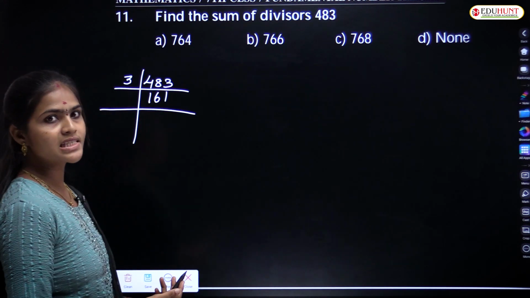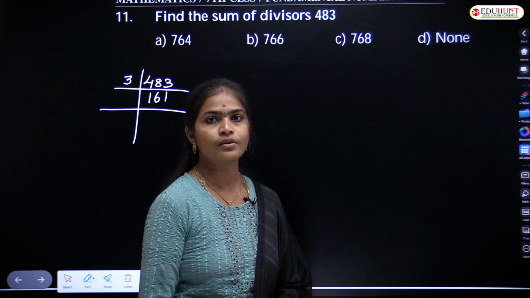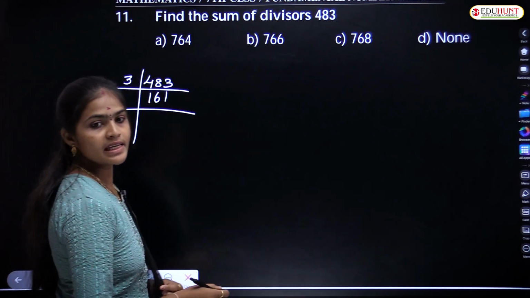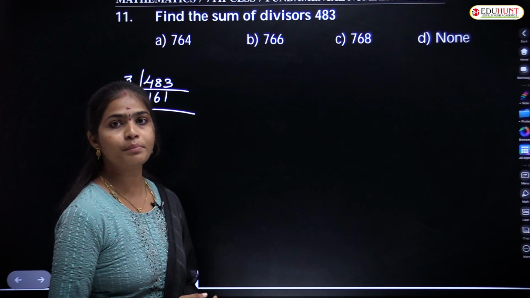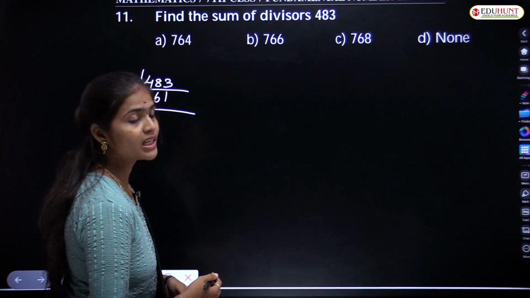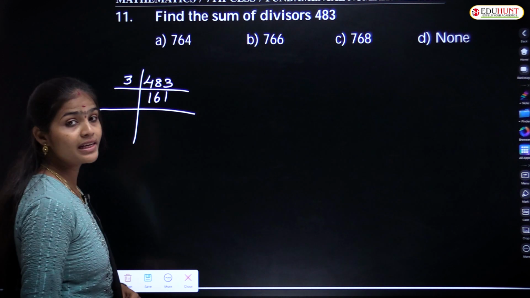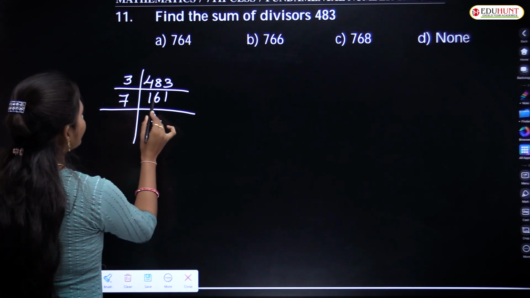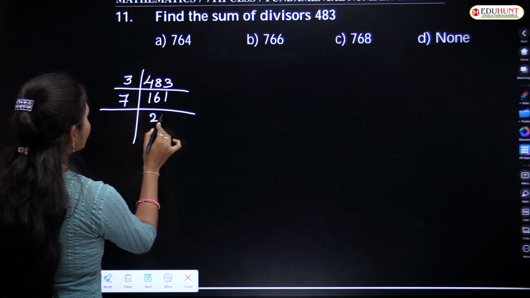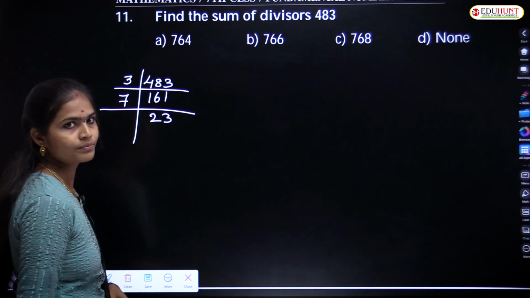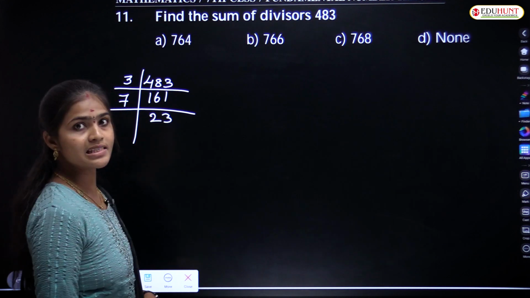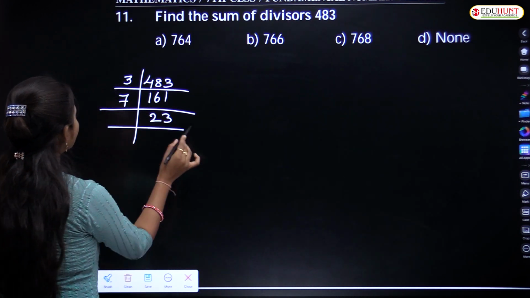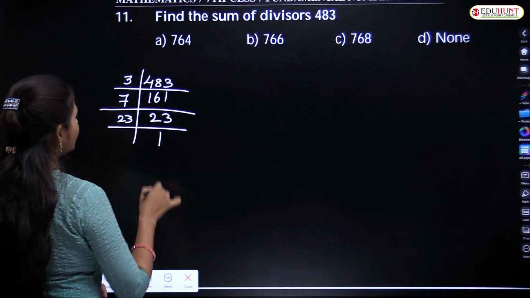Is 161 a prime number or not? 161 is not a prime number. 161 is a multiple of 7. Let us see that. 7 2s are 14 and the leftover 21 is there. 7 3s are 21. That's why here 23 is a prime number. Yes, obviously 23 is a prime number. So leave that one. 23 ones are 23.